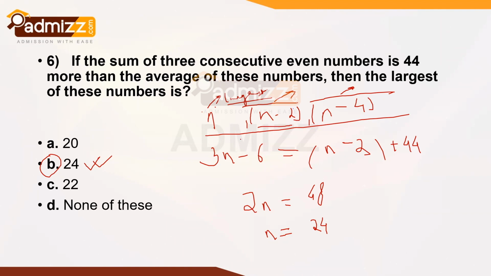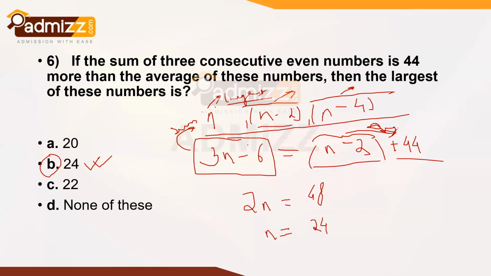With that, the left-hand side is the sum of these 3, and this expression, n minus 2, is the average of those 3. What the question says is that the sum is 44 more than the average of those numbers. So 3n minus 6 equals n minus 2 plus 44. Once you solve this equation for n, the answer comes out as n equals 24. Was this clear now?